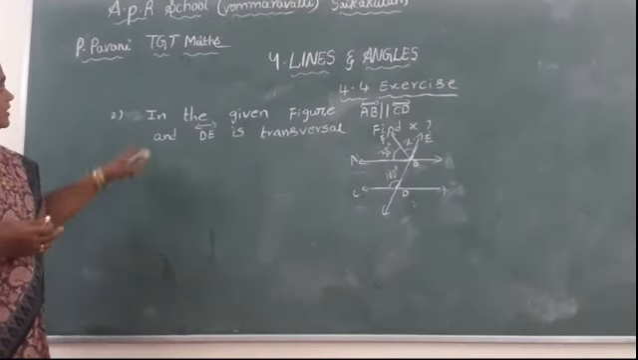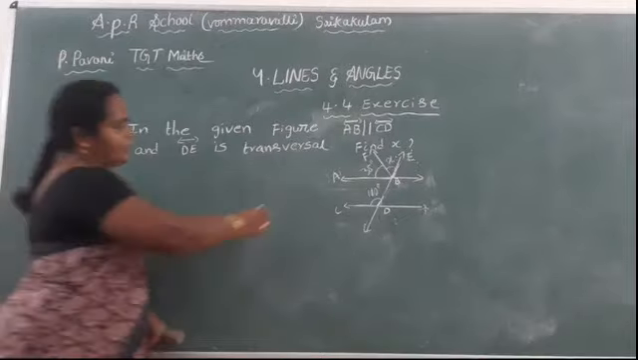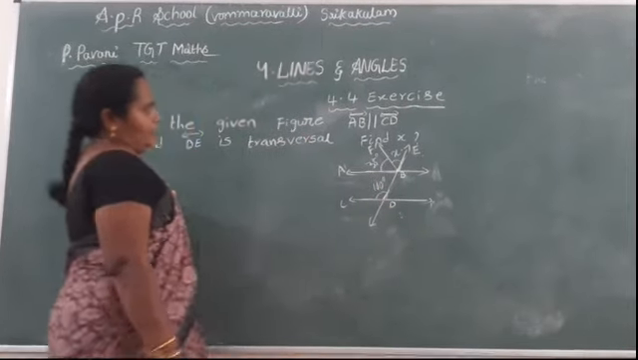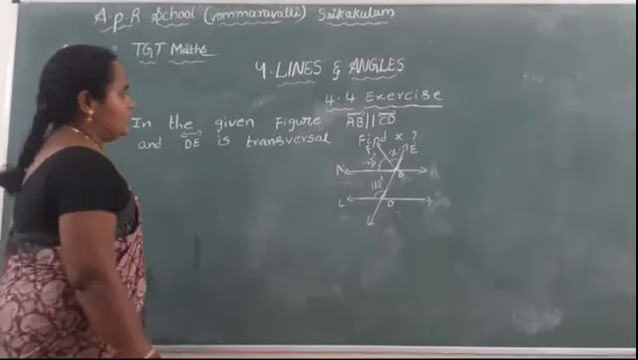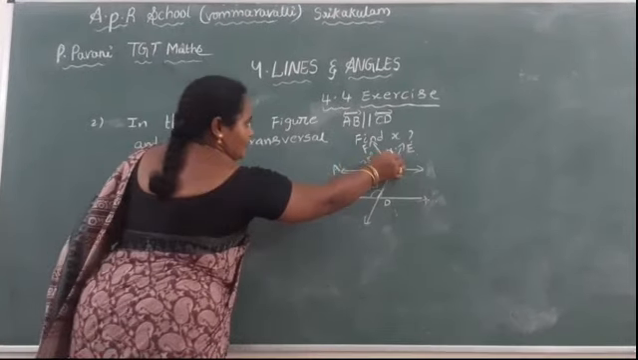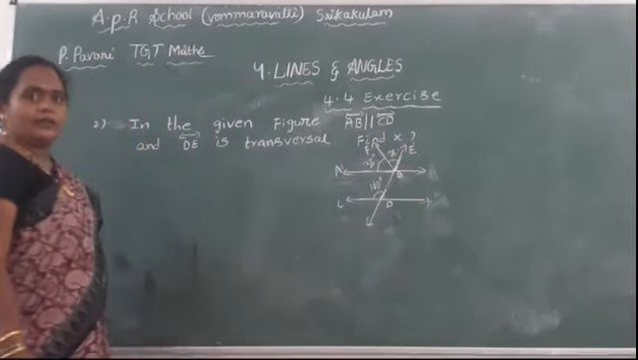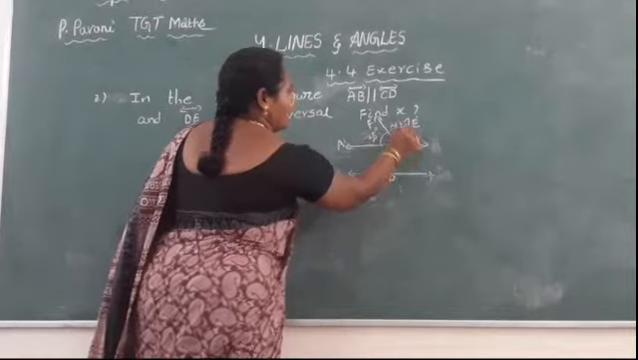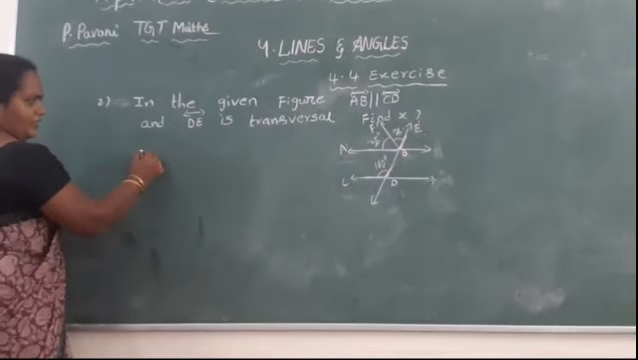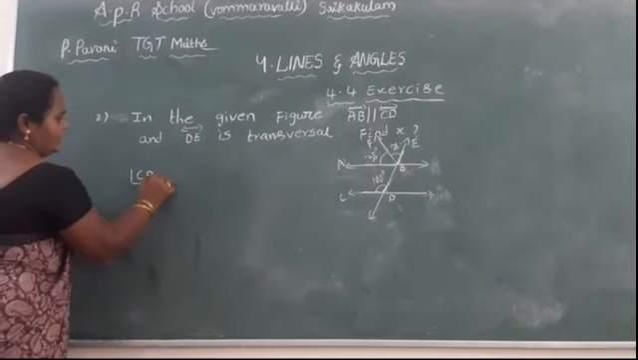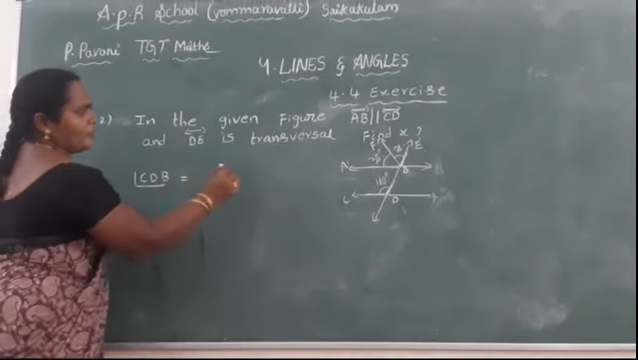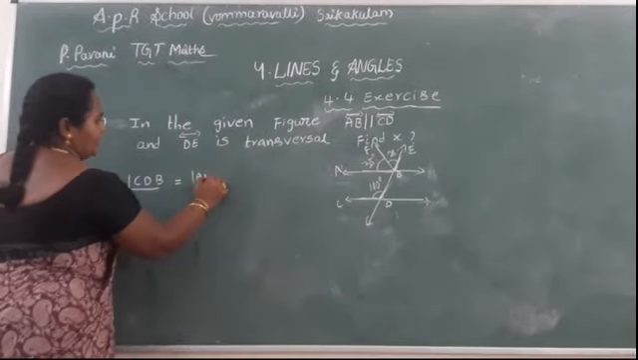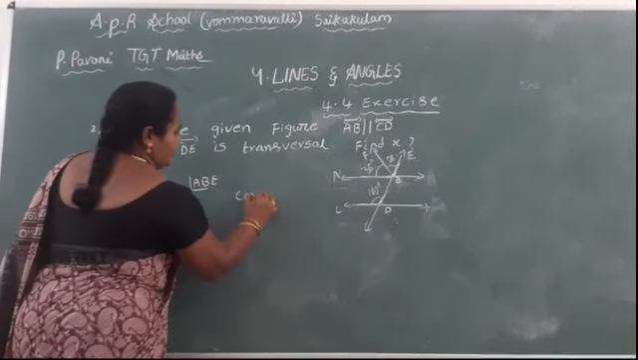Exercise 4.4 sums. In the given figure, AB is parallel to CD and E is the transversal. Find the x value. When a transversal intersects two parallel lines, corresponding angles are equal. Angle CDE is equal to angle ABE, by the corresponding angles property.